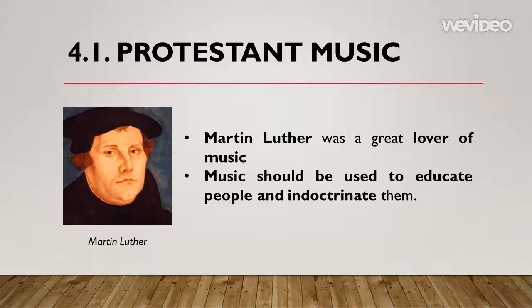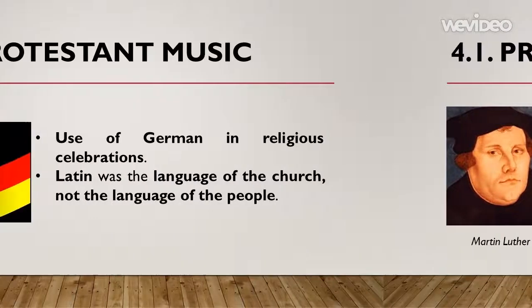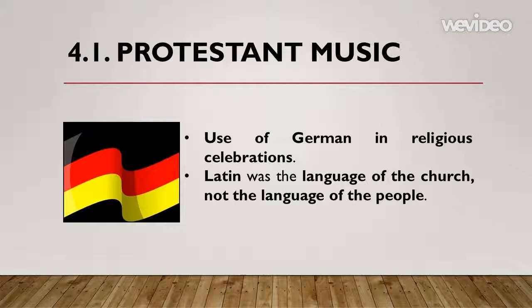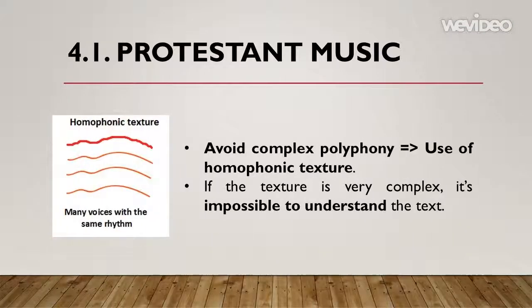The most important changes of Protestant music were the use of German in religious celebrations. Luther thought that it was very important that people understood the liturgy and even that people could participate by singing. This was not possible if the celebrations were in Latin, because it was the language of the Church, not the language of the people. Avoid complex polyphony.